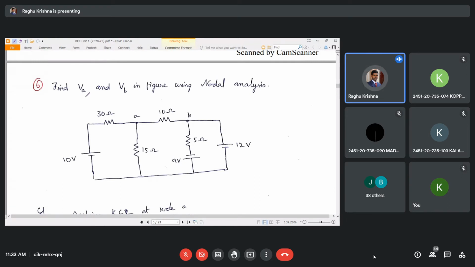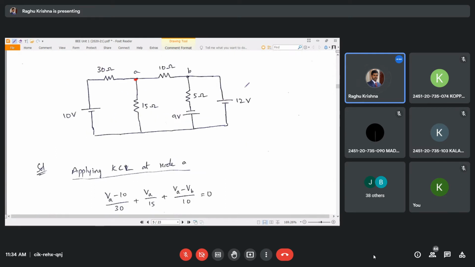Find VA and VB in the figure. What is VA? Voltage at node A. Where is the node A? Here, this is the node A. And VB is the voltage at the node B. So find VA and VB in the figure using nodal analysis. So let us do this one.